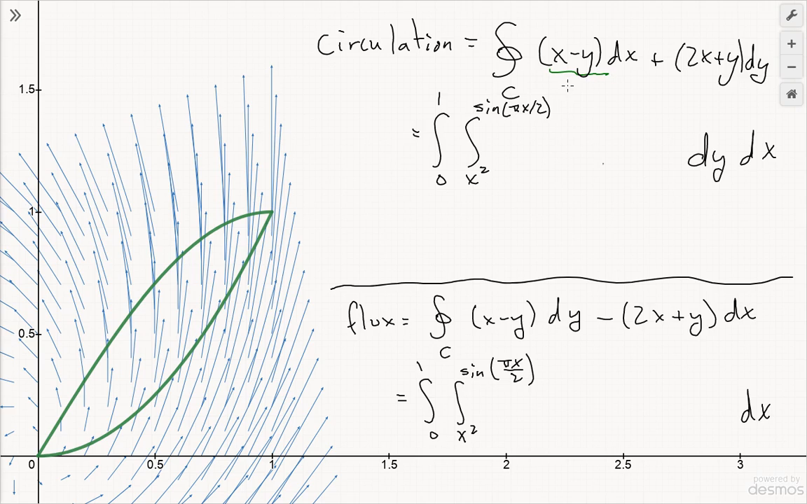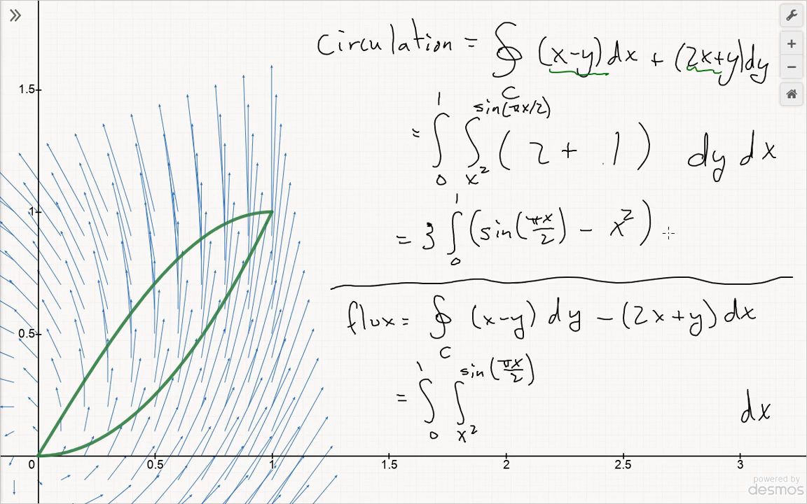Okay, so in the circulation example, we need to take d by dy of this and subtract it. So that'll give us a 1. And we also need to take d by dx of this. That'll give us 2 plus 1. So this is 3 times the integral 0 to 1 of sine pi x over 2 minus x squared dx.